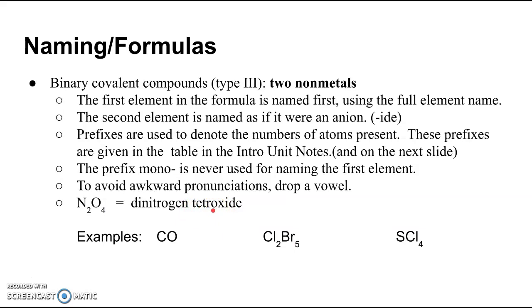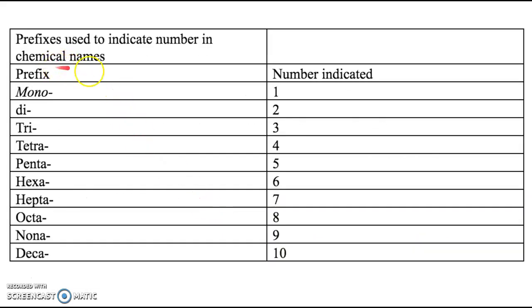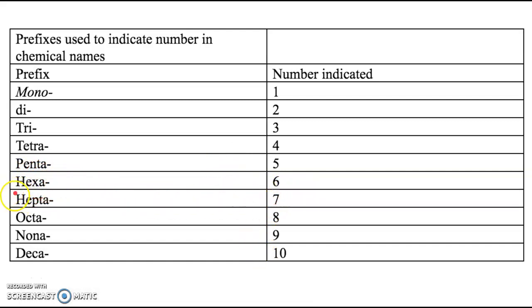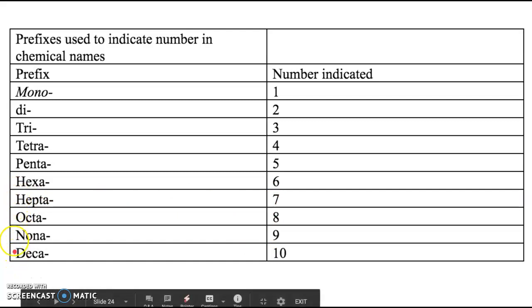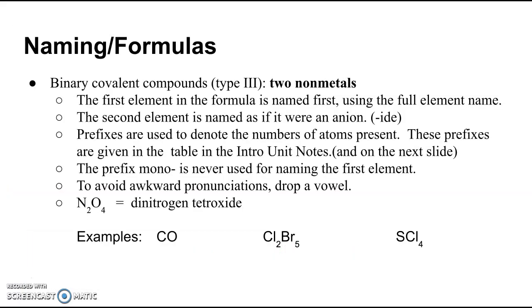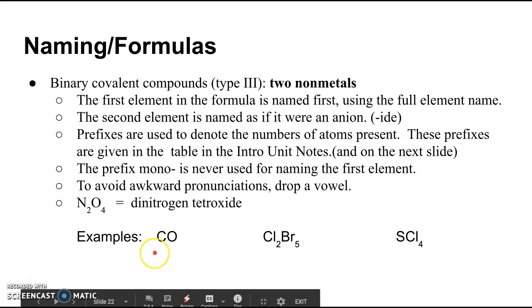So before we go through the answers, here are the prefixes that you need to know. Really, you probably only have to know up to hexa, but there's also 7 through 10 for you. Seeing hepta, octa, nona, and deca, we just don't see that very often. It's possible, but really if you know through hexa, you're probably pretty good. Okay, so here are the examples.